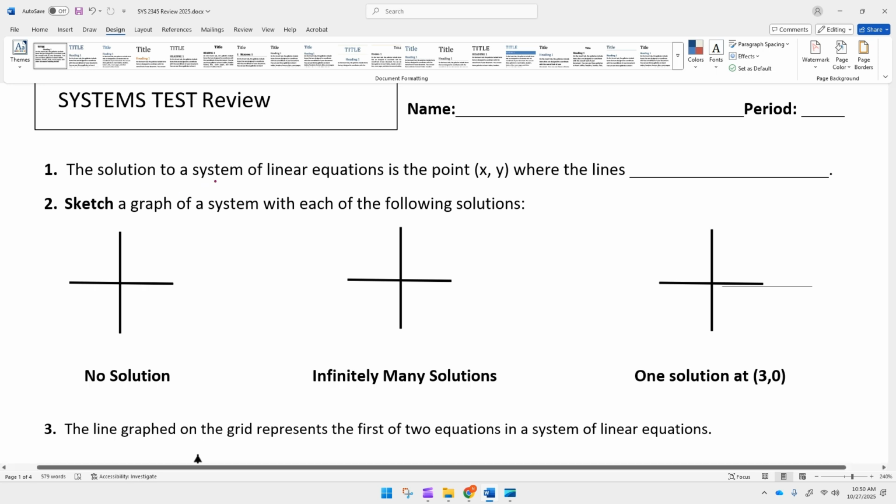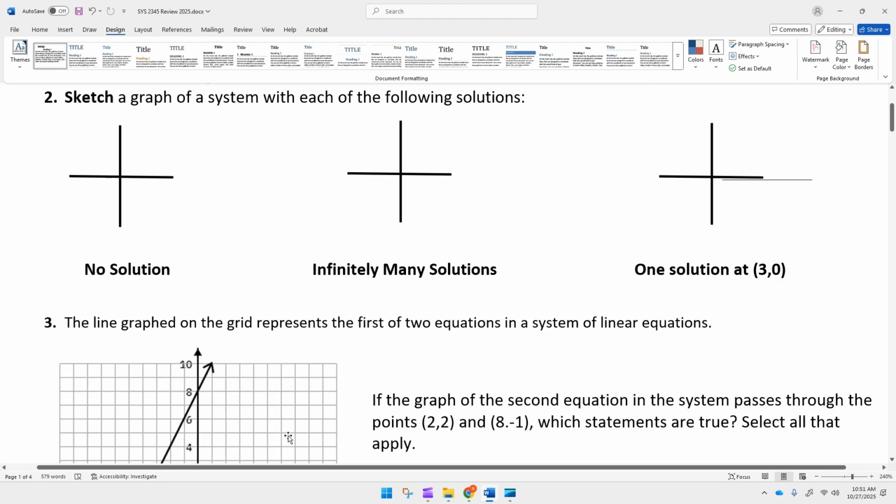We are asking the solution to a system of linear equations. To remind you, a system of equations is more than one equation, where the point x and y, where the lines intersect. There are three types of solutions with a system of equations.